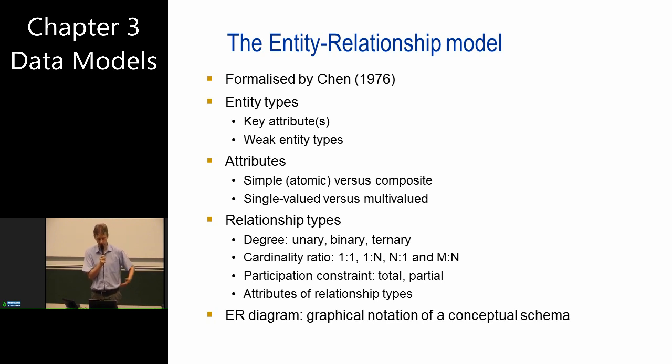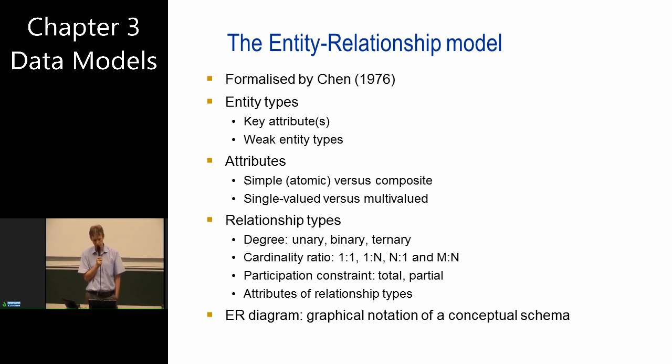We're going to talk about entity types first, and we're going to define attribute types and key attributes. We're going to talk about weak entity types, which is a very important concept here. We're going to talk about attributes. We're going to talk about simple or atomic attributes versus composite attributes. We're going to talk about single-valued versus multi-valued attributes.